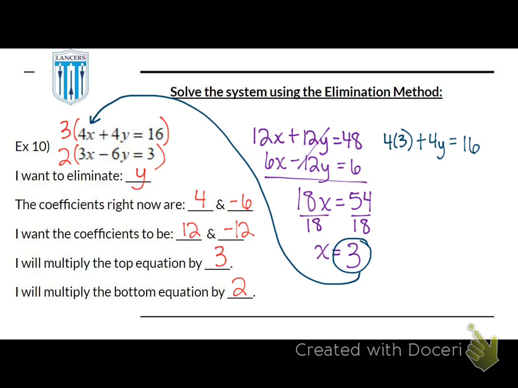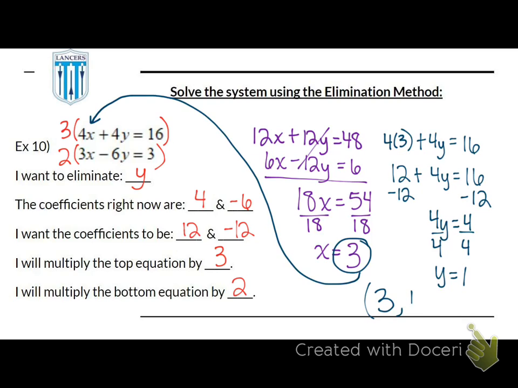4 times 3 is 12. To get y alone, what do we need to do with that 12? Subtract it on both sides. 4y equals 4. We divide and we get y equals 1. Our answer is 3, 1.